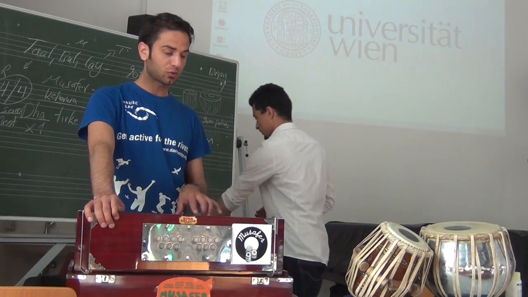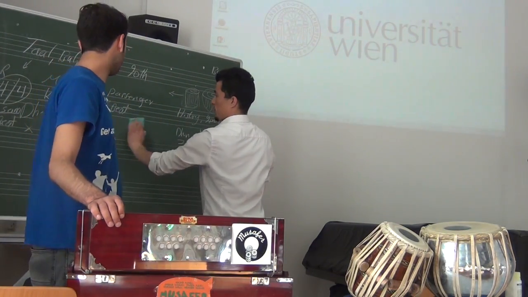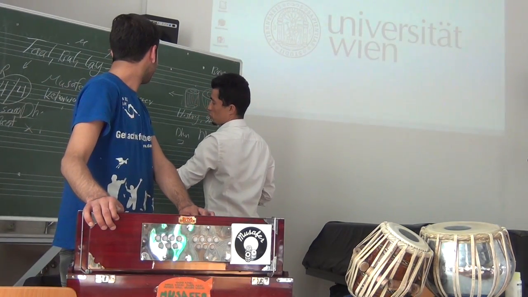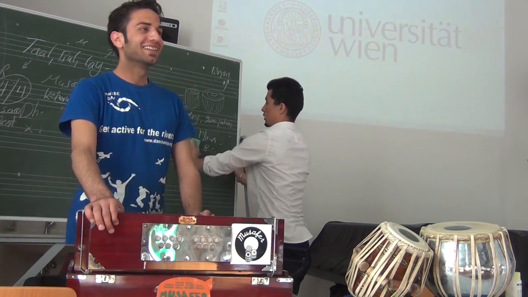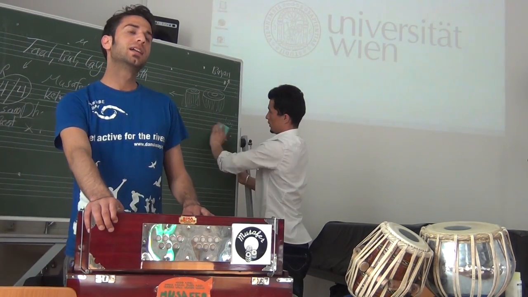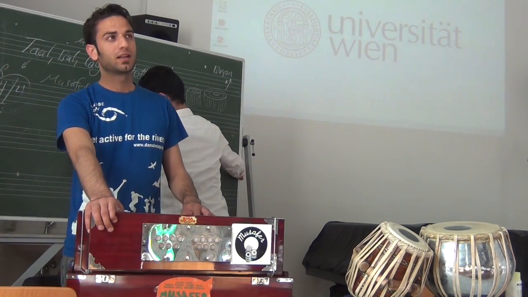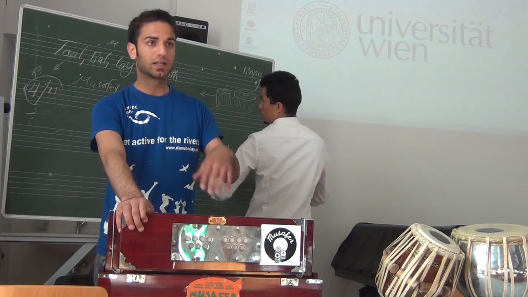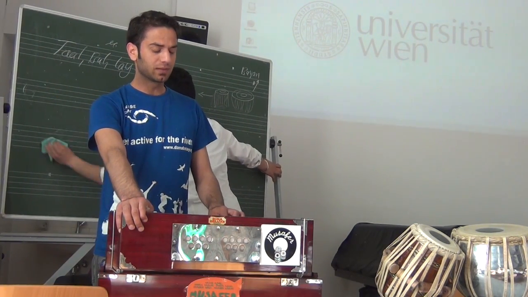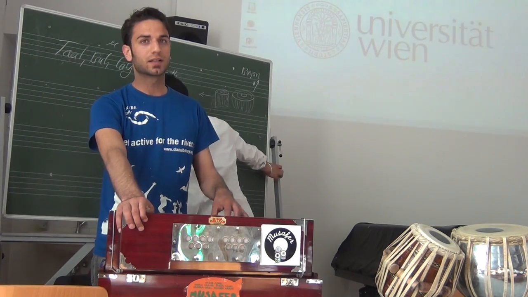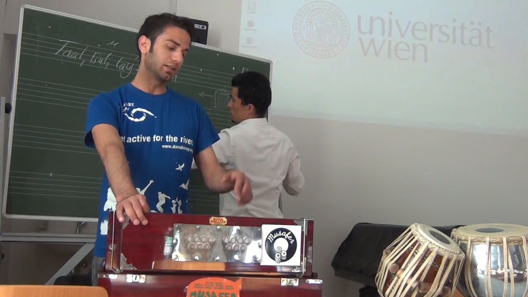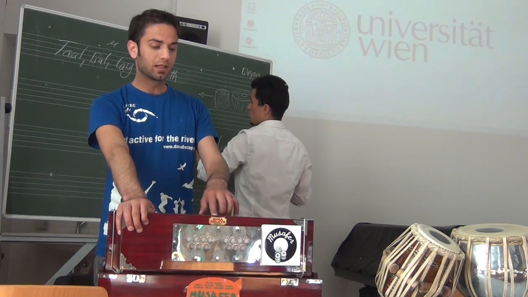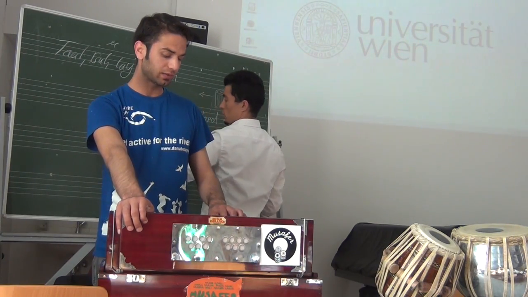And this instrument is called harmonium. It's a melodic instrument. It also comes from India, and it's a very old instrument. But it's not 100% from Indian classical music. The artists say it comes from the accordion, that it looks like an accordion, and then they developed it. It's played with the fingers, and it works with air and the fingers.